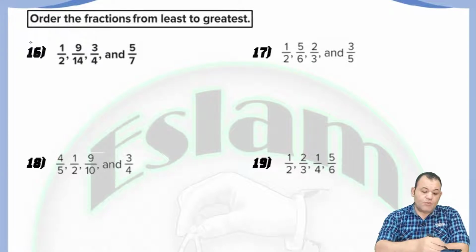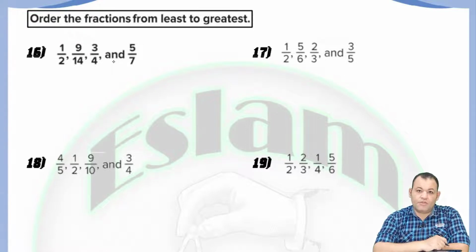In this part of the lesson, we need to order the fractions from the least to the greatest. All of them are fractions, so the easy way is to make all of them have the same denominator. The idea of ordering fractions is to make all of them have the same denominator. So we have here 2, 14, 4, and 7. How can we make all of them have the same denominator? By finding the LCM of the denominators.